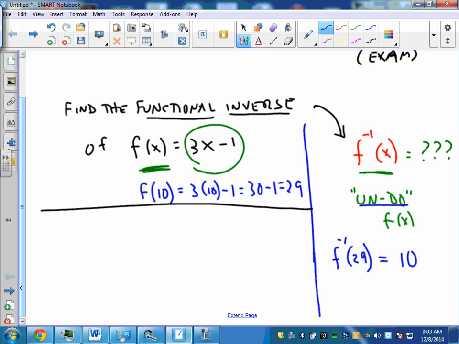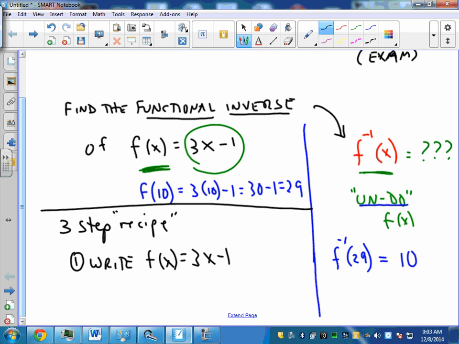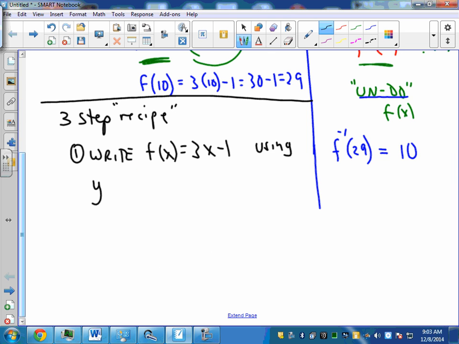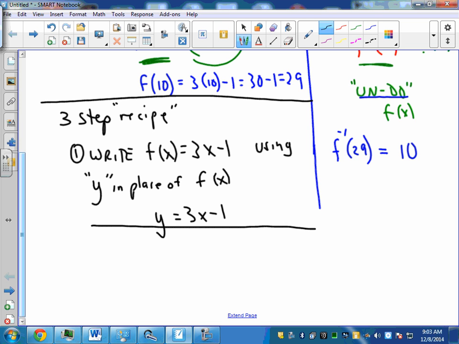Okay, there is a 3-step recipe. So 3-step procedure if you want. Recipe or procedure. The first thing is to write f of x is 3x minus 1 using y in place of f of x. So here's our first step. Y equals 3x minus 1. Done. Okay, second step.